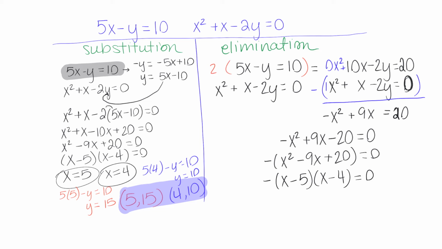And that equals 0. So again, where's my x? My x's are going to be 5 and 4, which is what I got over here. So I could go ahead and plug the y's in right now, and I would get the same thing as I had earlier. So I think you know how to do that step. But you can see that substitution and elimination are going to get you to the same place. So you can choose whichever one you'd like to do.